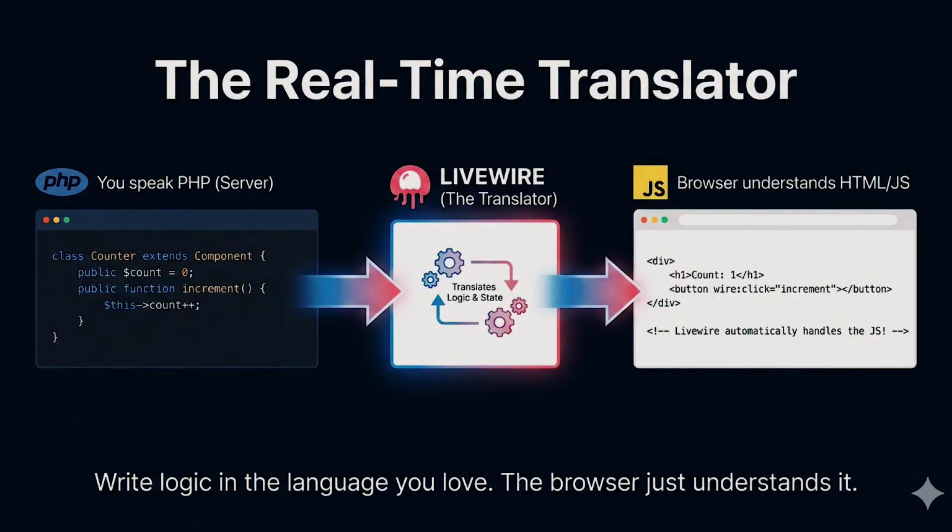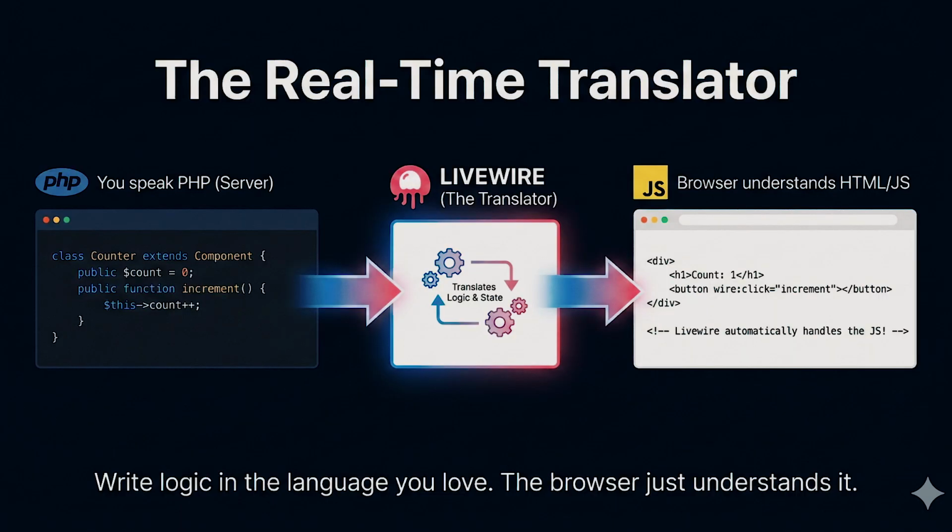In simple terms, Livewire is a real-time translator. The server speaks the PHP language and the browser speaks the JavaScript language. Livewire sits in between and automatically translates the PHP code that we write into HTML and JavaScript. So we simply write the logic in the language we love, and the browser just understands it.